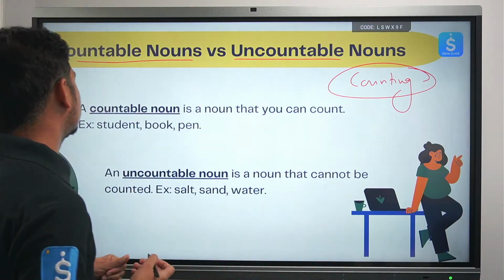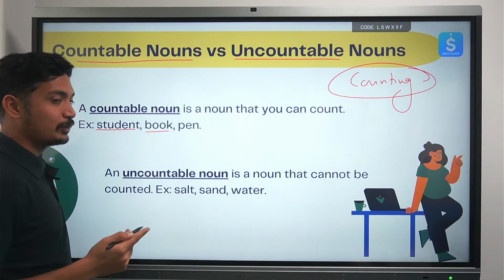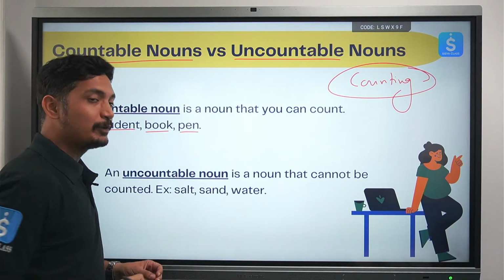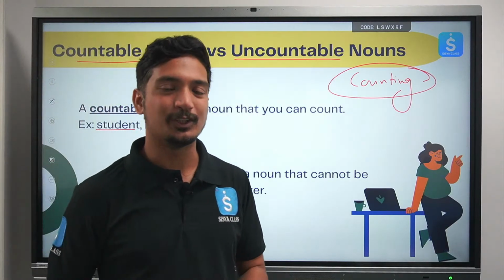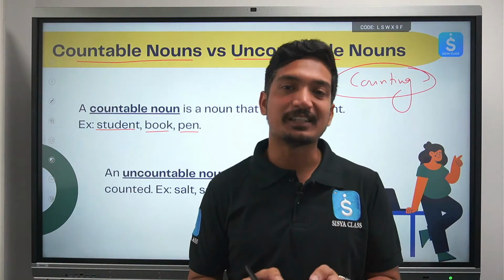Okay, so for example, student, the number of students in your class, then book, the number of books in your bag or the number of books that you need to take to school, then pen, the number of pens in the collection that you have in your compass box, right? All of these can be counted. These things can be counted.